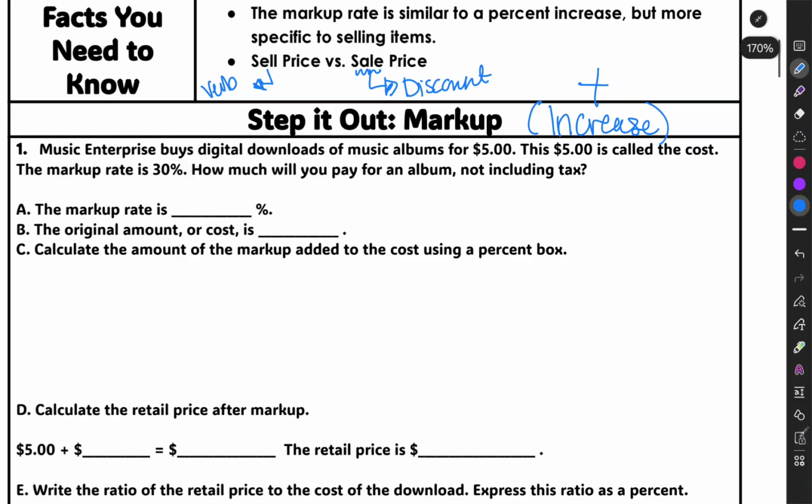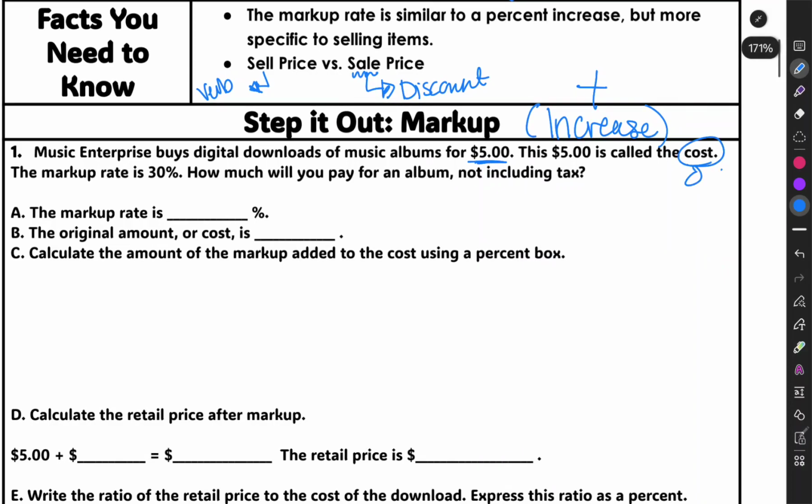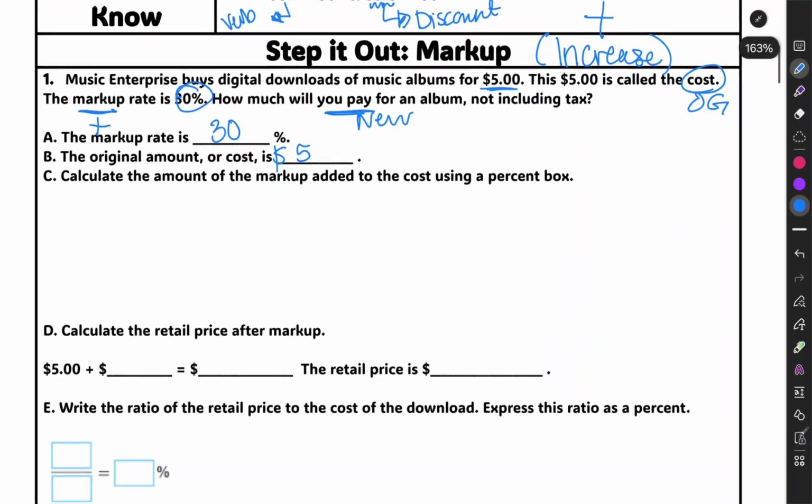So here we have a music business that buys digital downloads, and then they turn around and resell them. They have bought a digital download for $5. That is their cost, the original price. And they have marked it up, which means they are increasing it by 30%. They want to know how much you're going to pay, the new price. So if the markup rate is 30% and the original cost is $5, we need to solve for what the new price is going to be.